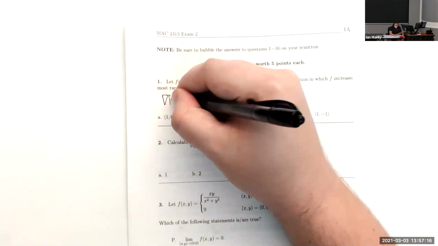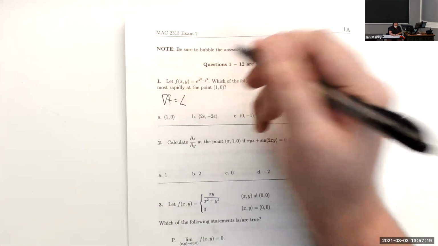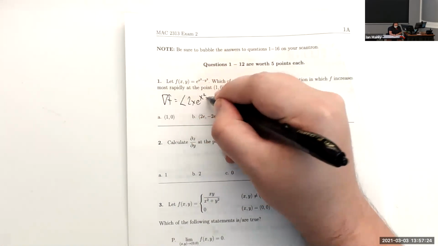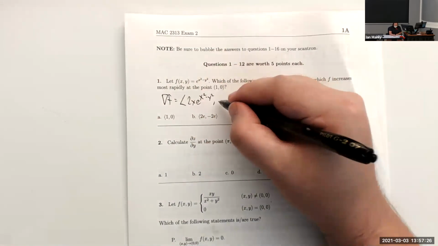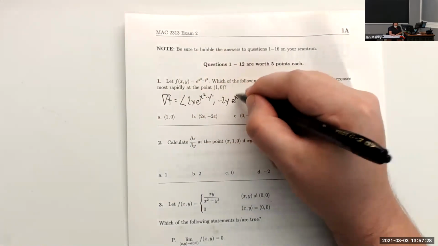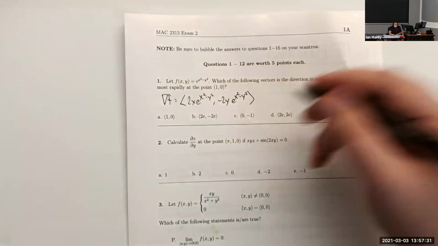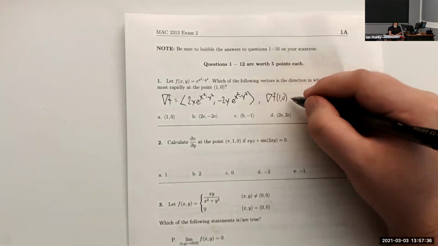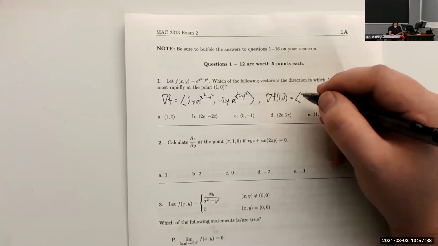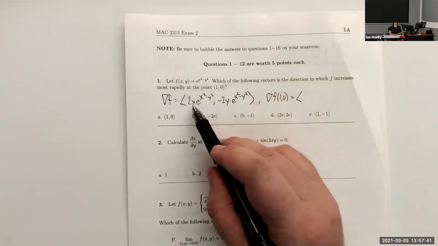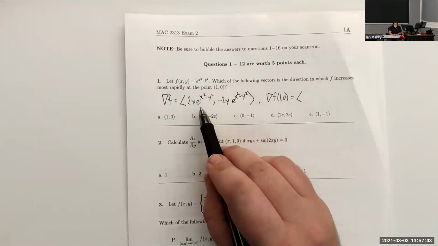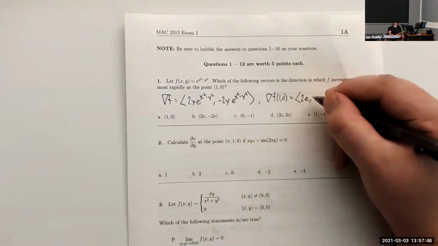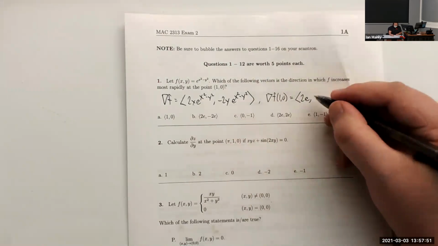So the gradient of f is going to be, if we do our x derivative here, 2x e to the x squared minus y squared. And if we do our y derivative, we have negative 2y e to the x squared minus y squared. Our gradient at that particular point, 1, 0: if I plug 1 into here, I have 2, and then I have e to the 1 minus 0. So I'm just going to get 2e for that. And then over here, I'm just going to get 0.